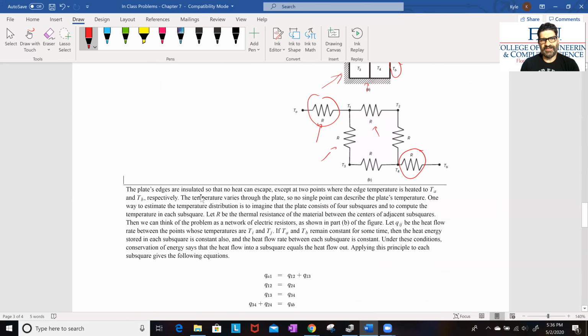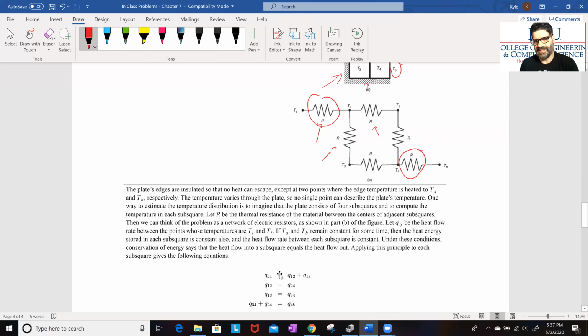So this plate, the edges are insulated so that no heat can escape, except at that point we'll just talk about TA and TB. The temperature varies through the plate, so no single point can describe the plate's temperature. One way to estimate the temperature is to imagine that the plate consists of 4 subsquares to compute the temperature in each subsquare. Let R be the thermal resistance of the material between the centers of adjacent subsquares. Then we can think of the problem as a network of electrical resistors. That is exactly how we solve thermal resistors.